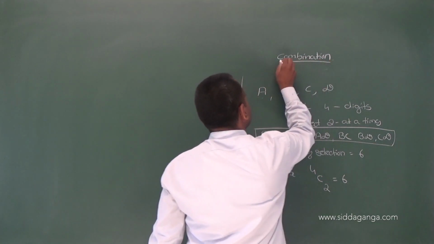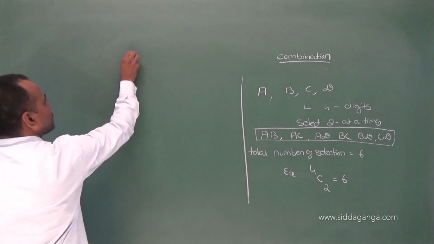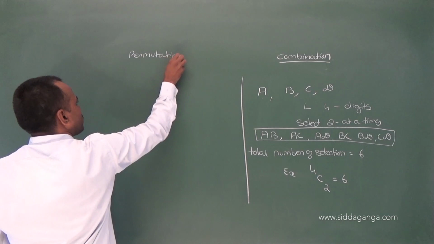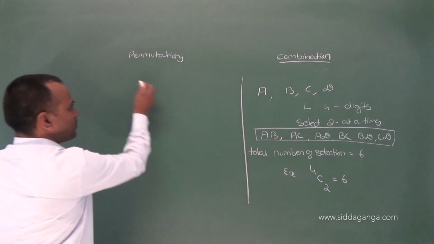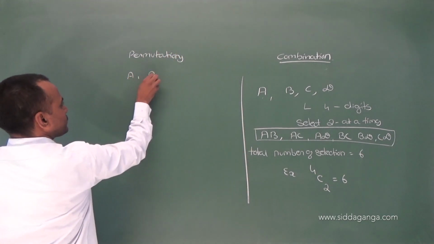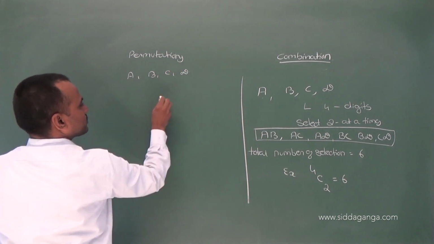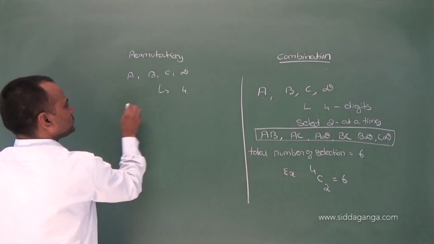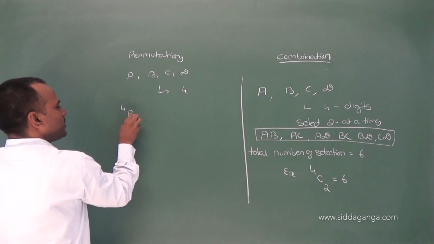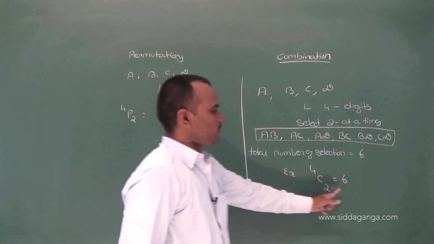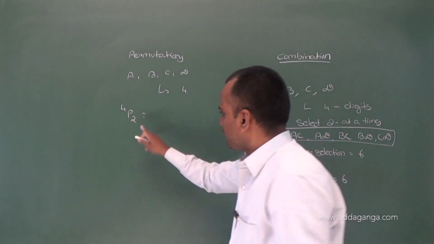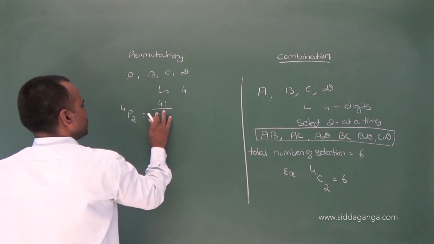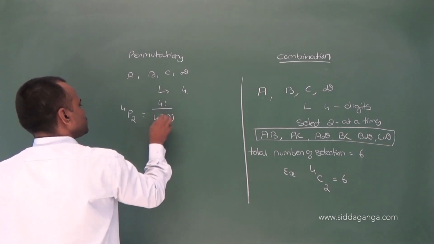Combinations. Same as permutations, same objects: 4 objects, selecting 2 at a time. So I have to find 4P2 and 4C2; we got the answer 6 for 4C2. 4P2 is 4 factorial divided by (4 minus 2) factorial.